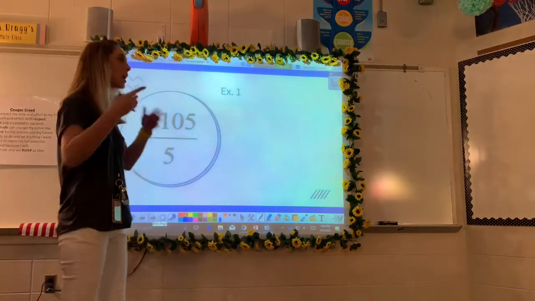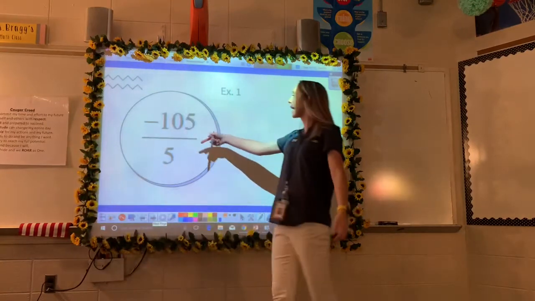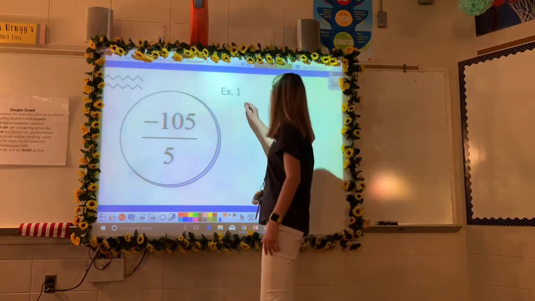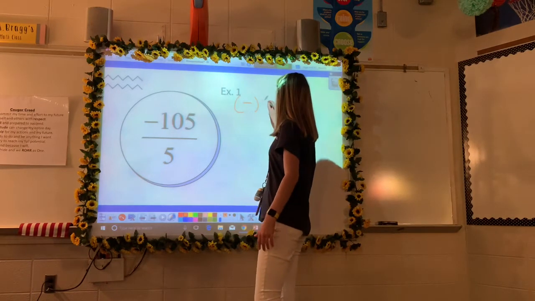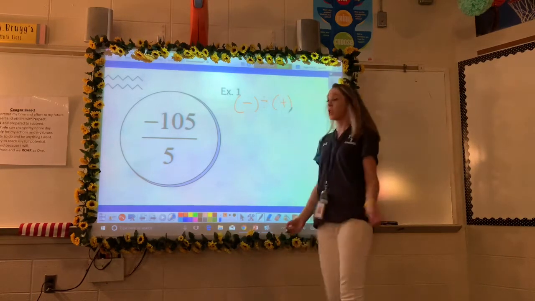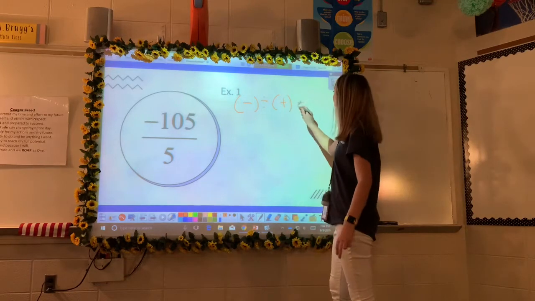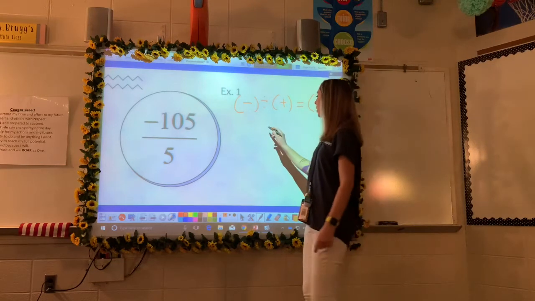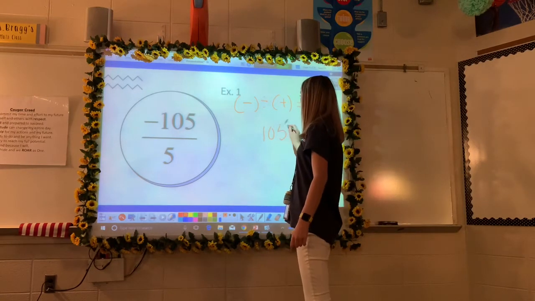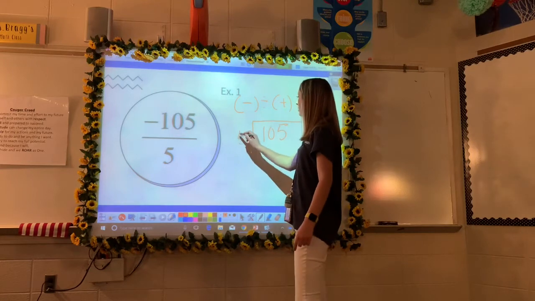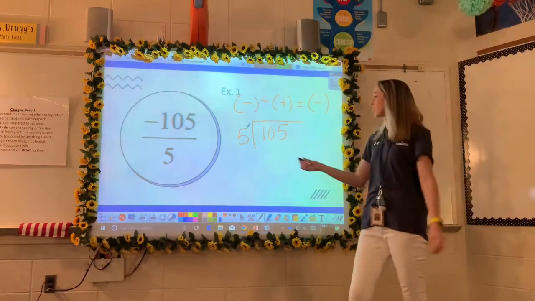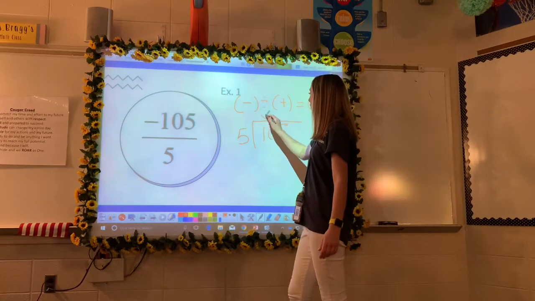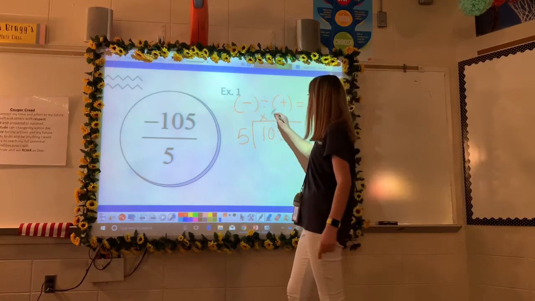All right, so looking at example 1, we have negative 105 divided by 5. So we have a negative divided by a positive. If signs are different, then our answer has to be negative. So we're doing 105, and remember, what's on the bottom will go on the outside. We'll set it up like this because we want to know how many times 5 goes into 105. So 5 can't go into 1. It can go into 10 twice.